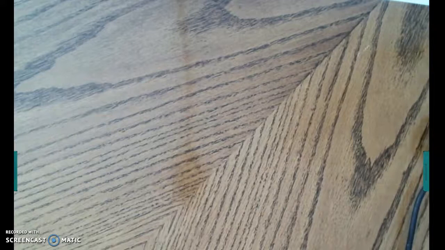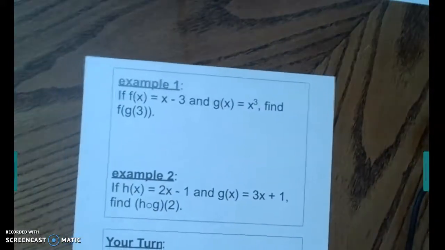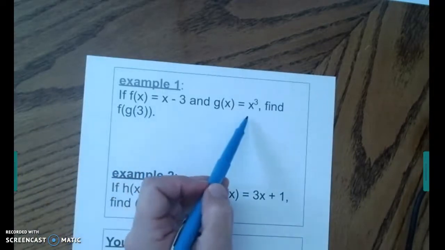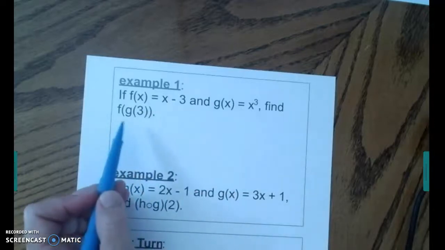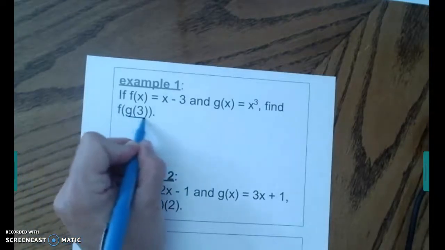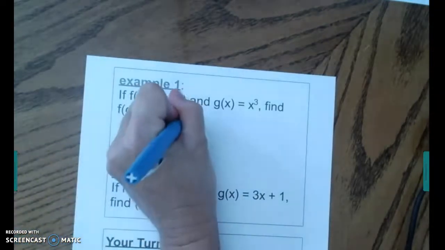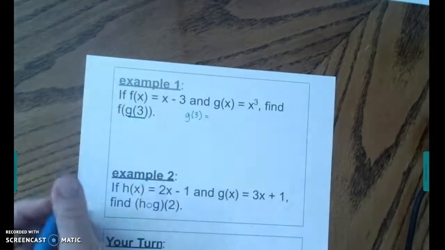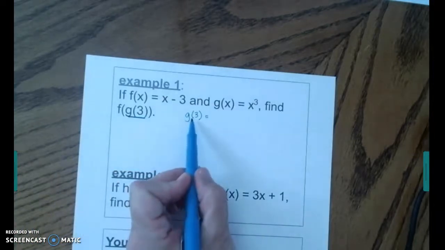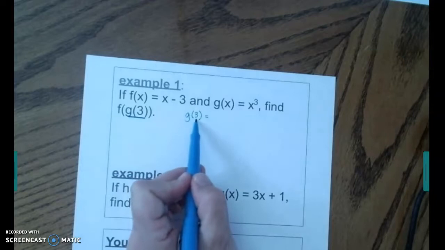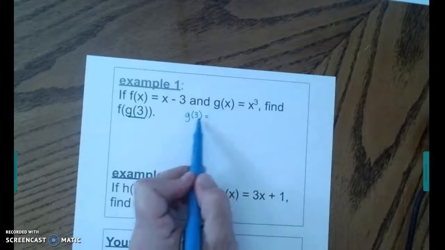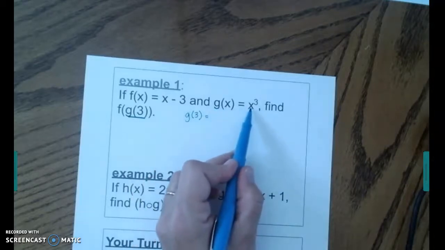So our first example says, if f of x equals x minus 3 and g of x equals x to the third, find f of g of 3. So you always want to start on the inside. So the first thing I'm going to find is g of 3. Just like that example I worked with you with f of x equals 2x plus 3, you've got to figure out which function you're substituting 3 in. Well, if this is g, then I want to go to the function g of x and substitute 3 in everywhere I see an x.